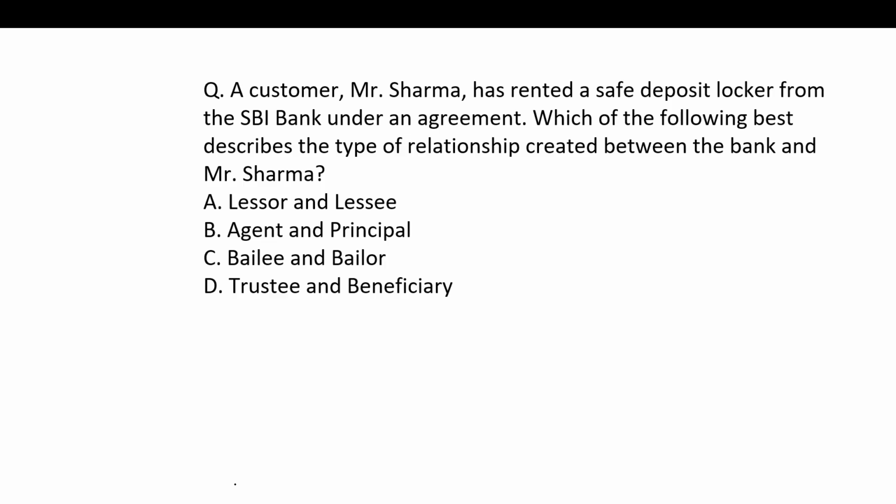A customer, Mr. Sharma, has rented a safe deposit locker from SBI Bank under an agreement. Which of the following best describes the type of relationship created between the bank and Mr. Sharma? In this case, the relationship here is that of lessor and lessee, or the licensor or licensee. So A is your correct answer for this question.